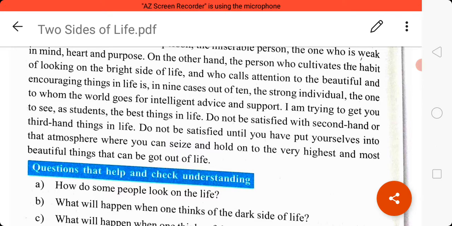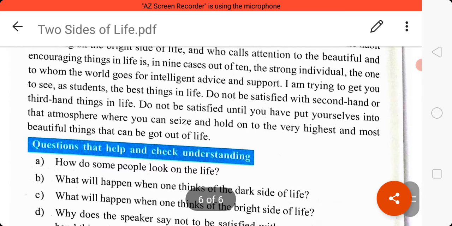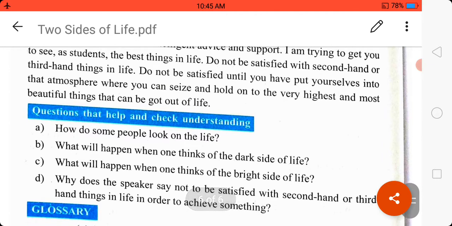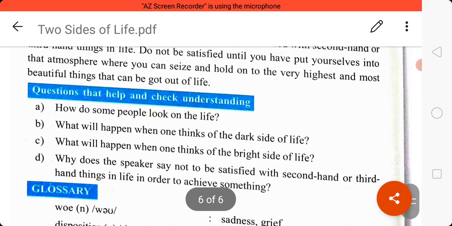I'm trying to get you to see as students the best things in life. Do not be satisfied with second-hand or third-hand things in life. So, as a person who sees the bright side of life, you should not be satisfied with second-hand or third-hand things. Do not be satisfied until you have put yourself into that atmosphere where you can seize and hold on to the very highest and most beautiful things that can come out of life. So you should not be satisfied with what you get, you should try for better things, right? This is what he is telling in this speech.